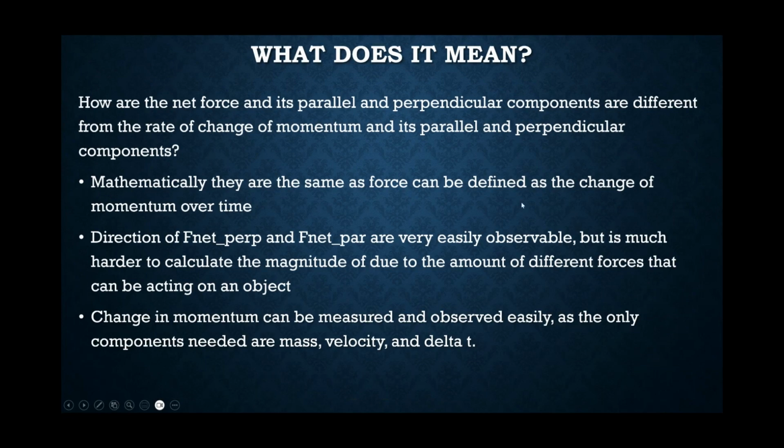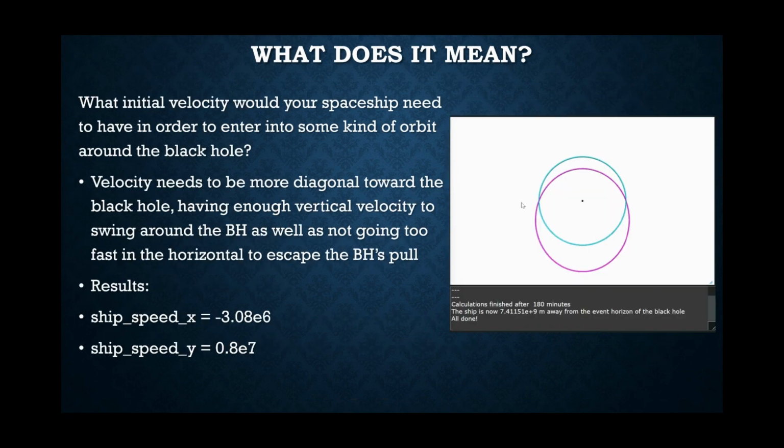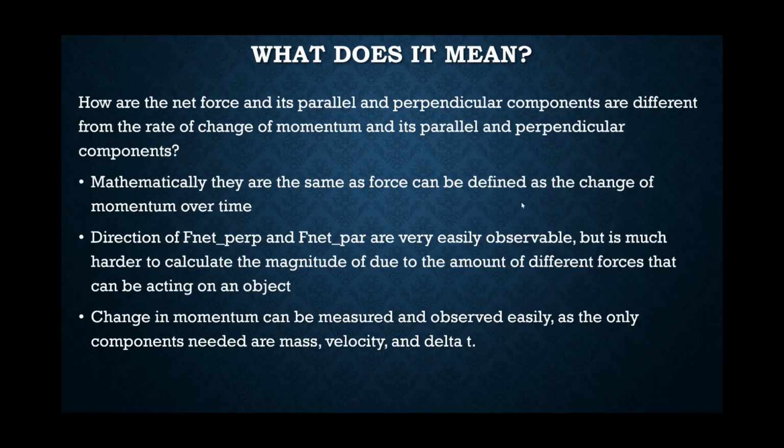What does it mean? So how are the net force and its parallel and perpendicular components different from the rate of change of momentum and its parallel and perpendicular components? So mathematically, this is the same thing, as force can be defined as the change of momentum over time. It's just that the directions of the F net, perpendicular and parallel, are very easily observable, but the magnitudes are much harder to calculate due to the amount of different forces that can be acting on an object, versus change of momentum, which can be measured and observed very easily, as the only things you need for momentum are mass, velocity, and change in time.